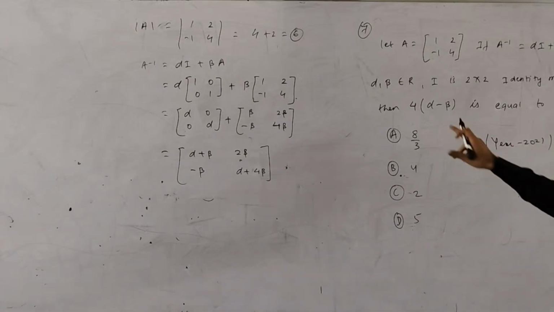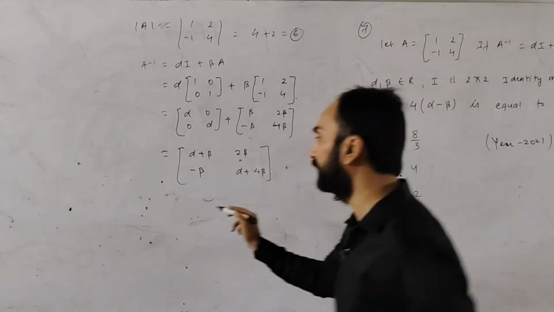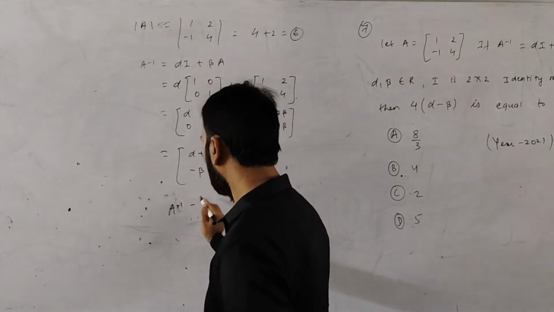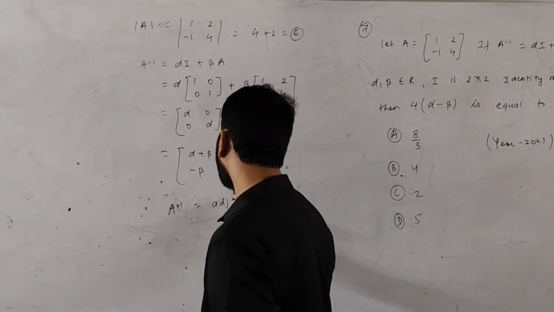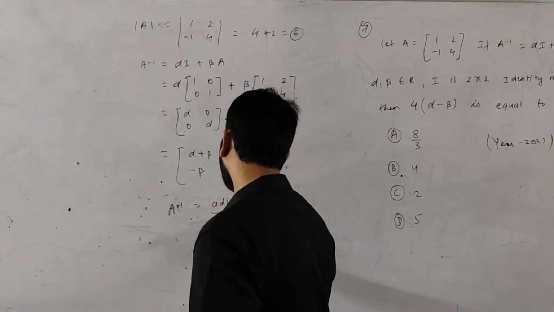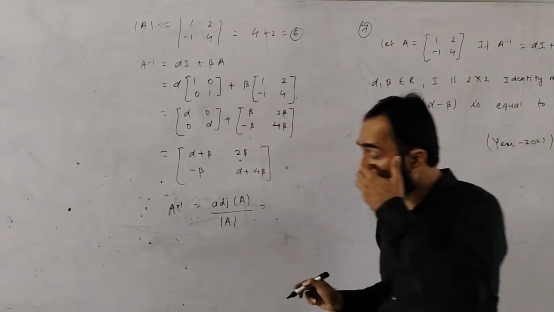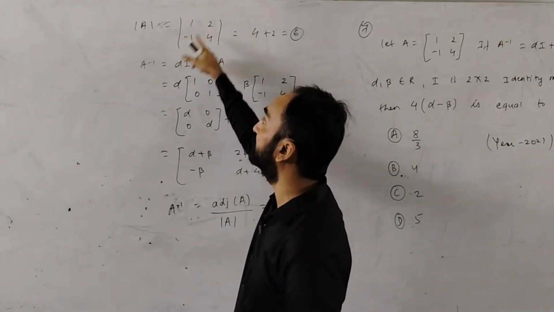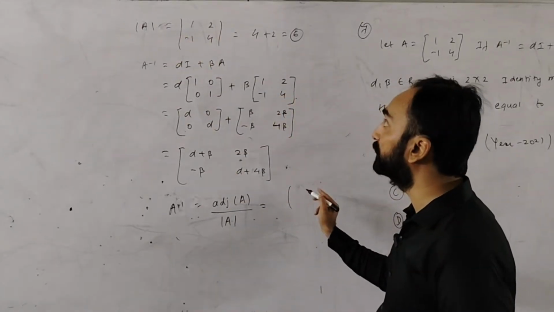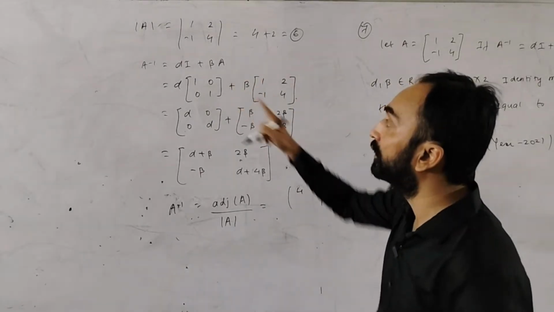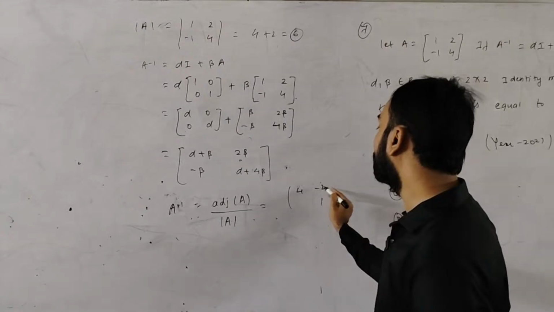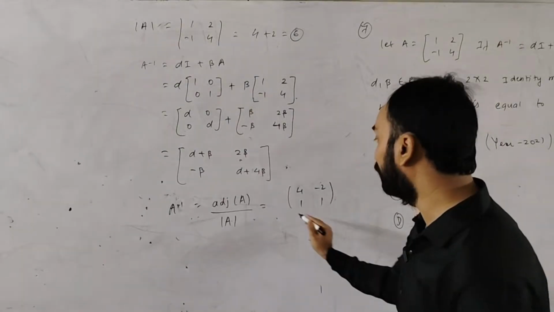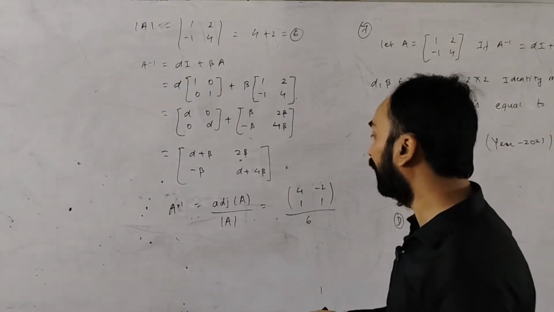Now what we can do? Find the A inverse. How can we find the inverse? A inverse is equal to adjoint of A divided by the det of A, correct no? And how to find the adjoint of a 2 cross 2 matrix? The diagonal elements are interchanged and the signs of the others are changed. So 4 will be written here, 1 will be written there, and the signs are changed, minus 2 and minus 1. So this is your adjoint of A. Now the det of A is 6. Now divide every element by 6.